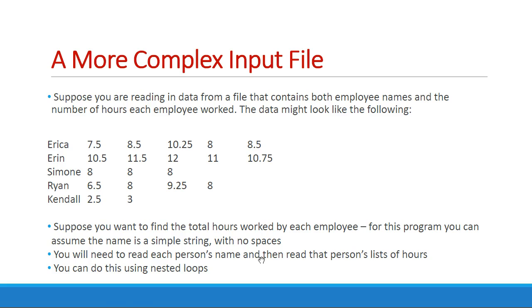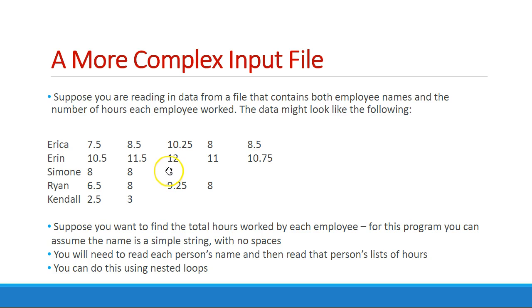Alright, so now we're going to look at a more complex example. So here we have a list of names. Each name has a number of hours worked, and note that we don't know how many entries we have here. So there could be 3, there could be 5, there could be 1,000,000 of them. So we're going to have to do something more clever than what we've done so far, which is just, we read, and then we move on to the next name.